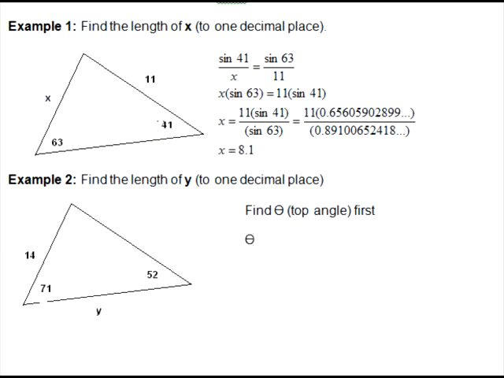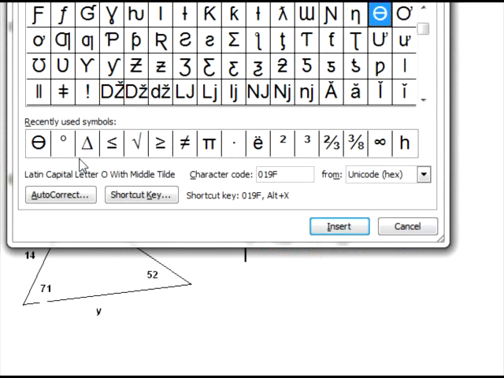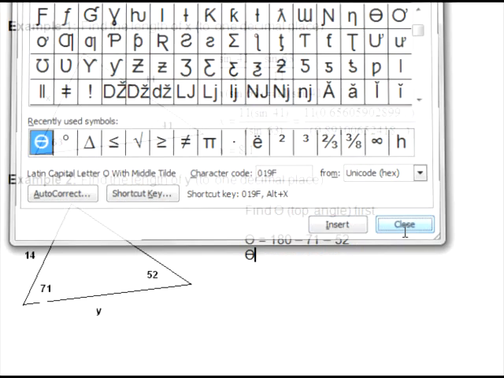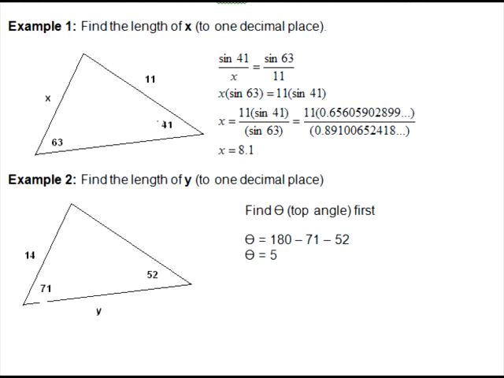So the way you find theta is that it's going to be 180 minus the other 2. And then you get, that should be 57, if I did my math right. The reason we need that is because when you have side y here, you have to have the opposite angle in order to get this to work for Sine Law.